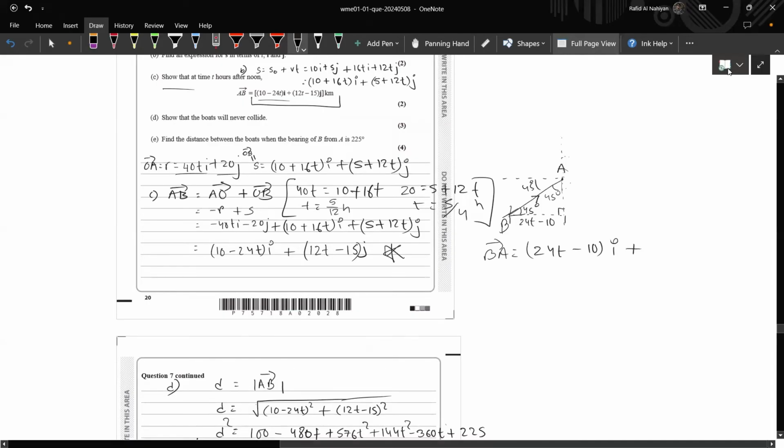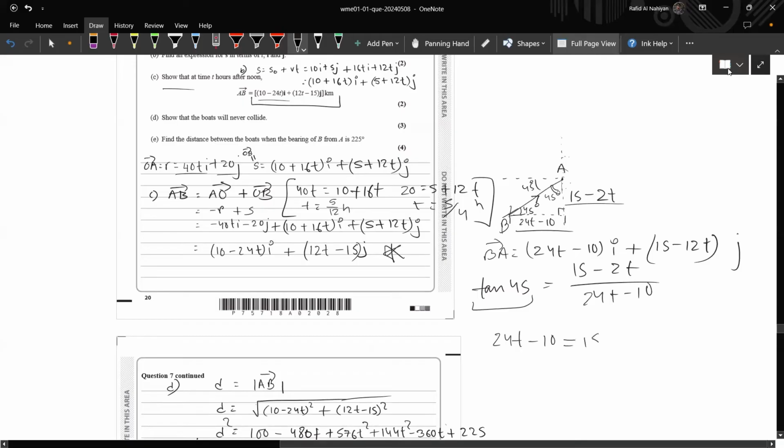And the j component will be 15 minus 12t. So this will be the vertical part here. Right, and we have the angle, and we also got these two sides, and we can clearly use tan 45 here. Tan 45 is equal to opposite, which is 15 minus 12t, divided by the adjacent 24t minus 10. Now you could have also used this angle and you would end up with the same equation because tan 45 is actually 1. So now you multiply both sides by 24t minus 10 and you end up with this equation. And now if you solve this, you get this, so t is 25 by 26.